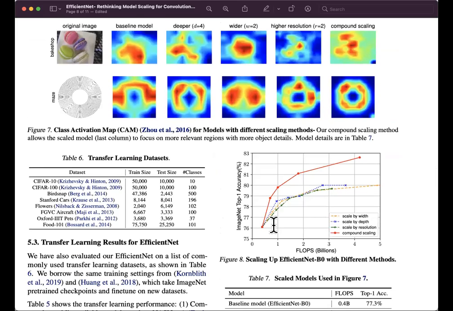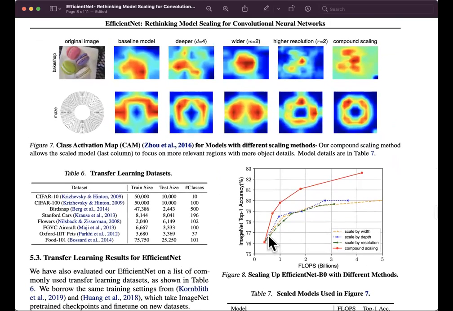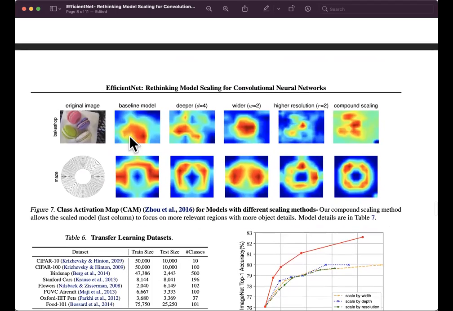So here's the main thing. In order to understand why compound scaling is better than scaling each of the dimensions independently, here, compound scaling is denoted in red, while others are in different colors. So here is the visualization of class activation map, CAM. Here, the base model, I think the main thing is we are trying to extract features of this kind of food, which is a donut or some such.